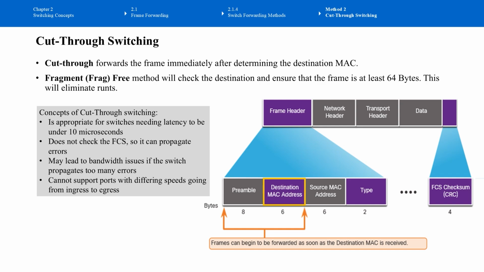It may lead to bandwidth issues if the switch propagates too many errors, and it cannot support ports with differing speeds going from ingress to egress.